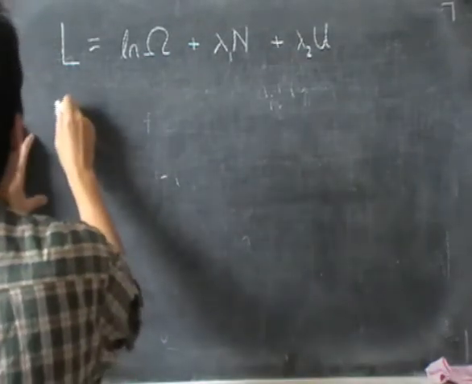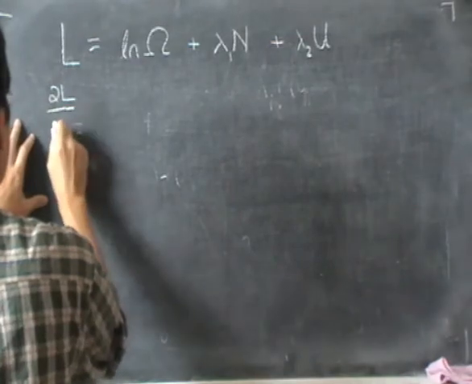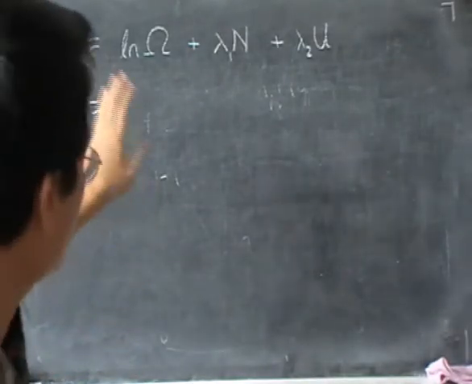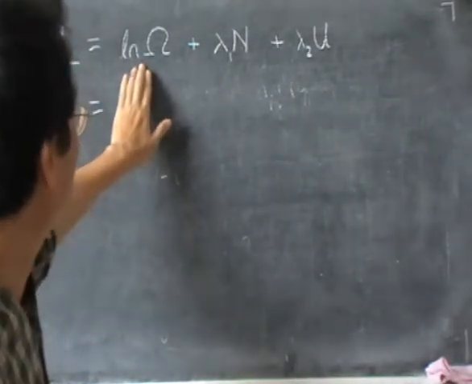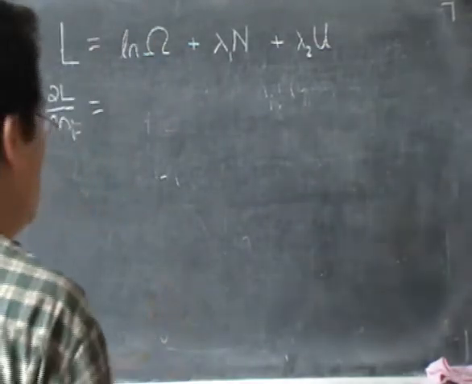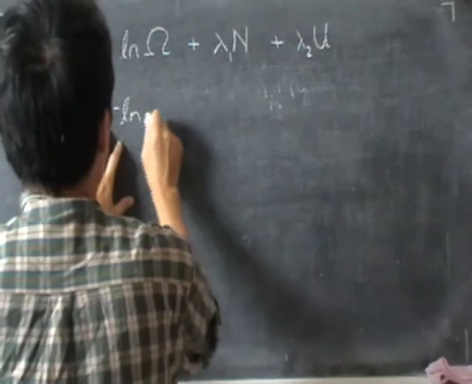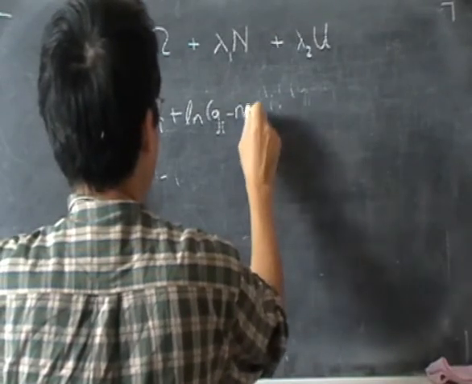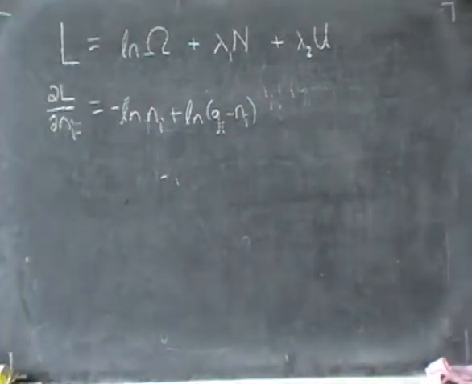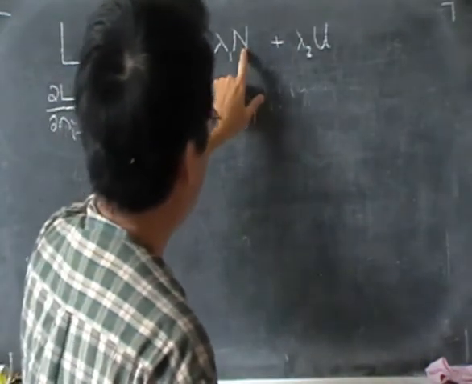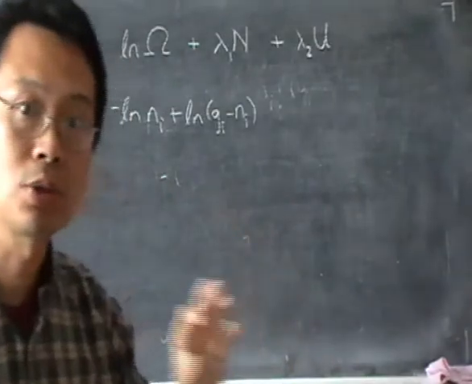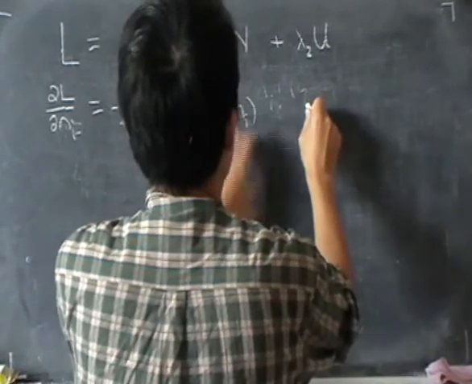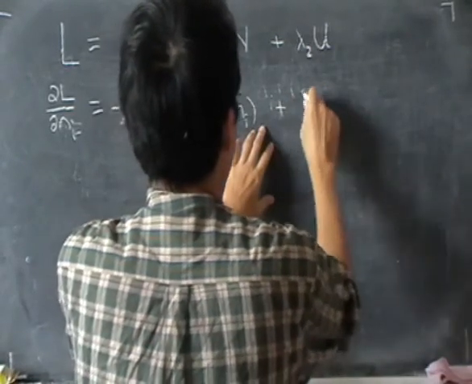Right? So now we can differentiate this, dL by dn_i. We've already found the answer for the derivative of log omega, which we saw just a moment ago. That's minus log of n_i plus log of (g_i minus n_i). So that's log omega. N here is equal to n_1 plus n_2 and so on. So if you differentiate with respect to a particular n_i, you just get 1 for the N. So that gives plus lambda 1 times 1.